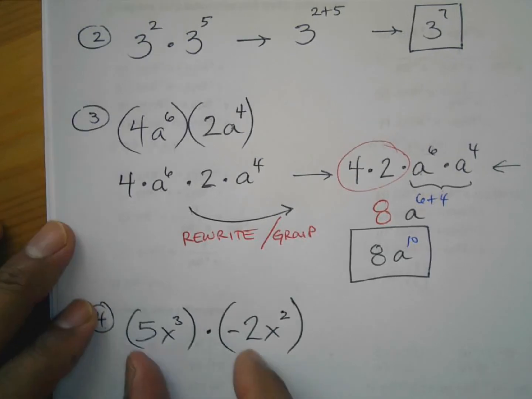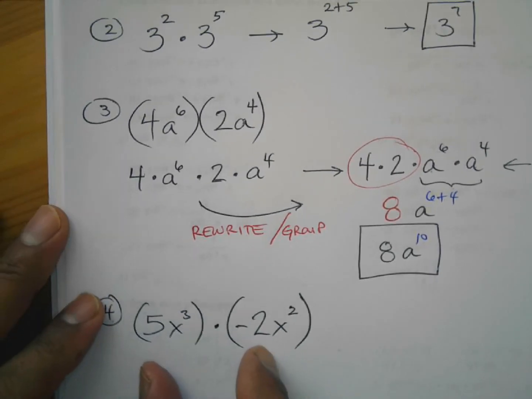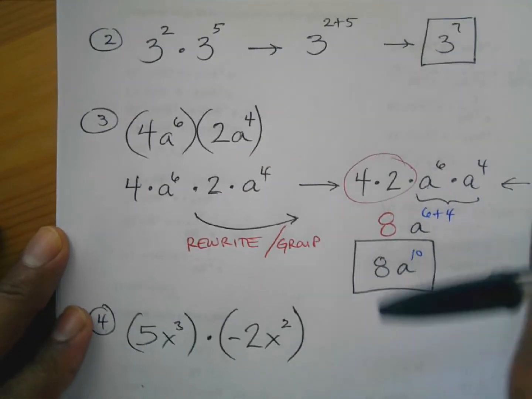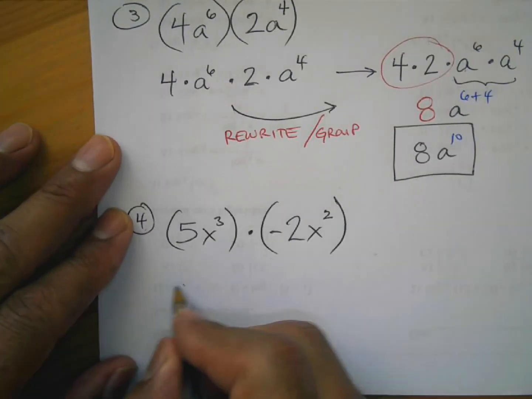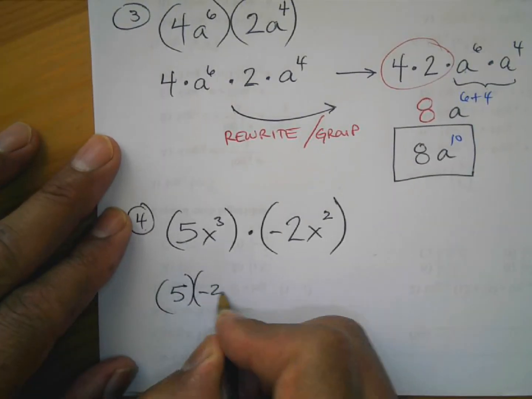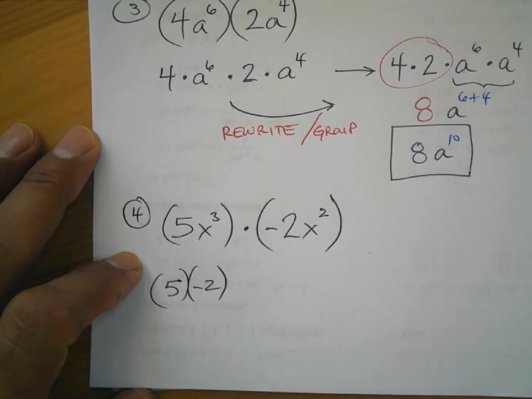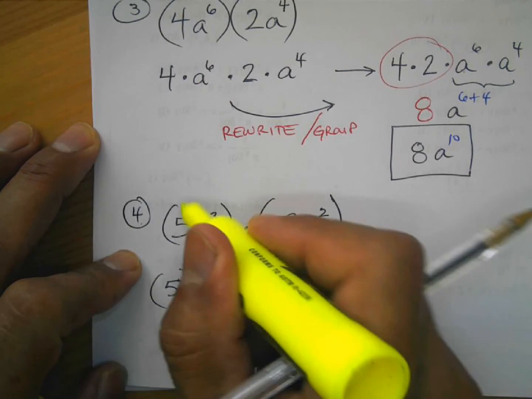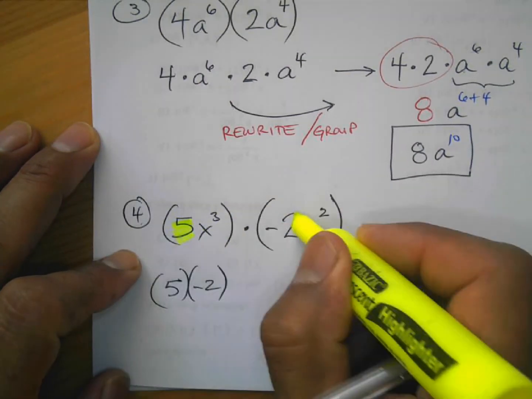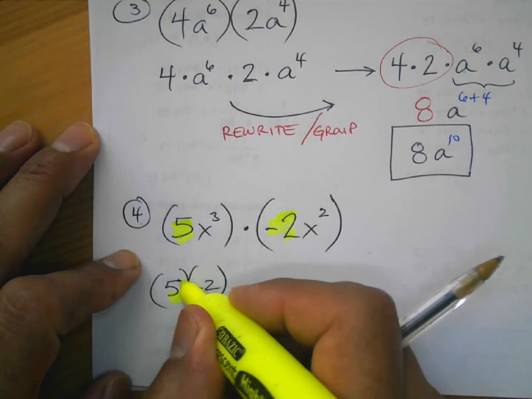Okay, so remember the numbers are going to multiply with the numbers, so let me write those first. That's going to be 5, and I'm going to put these in parentheses. Remember, you can use parentheses or you can use the dot. Remember, the numbers multiply with numbers. They're called coefficients, these big numbers in front.